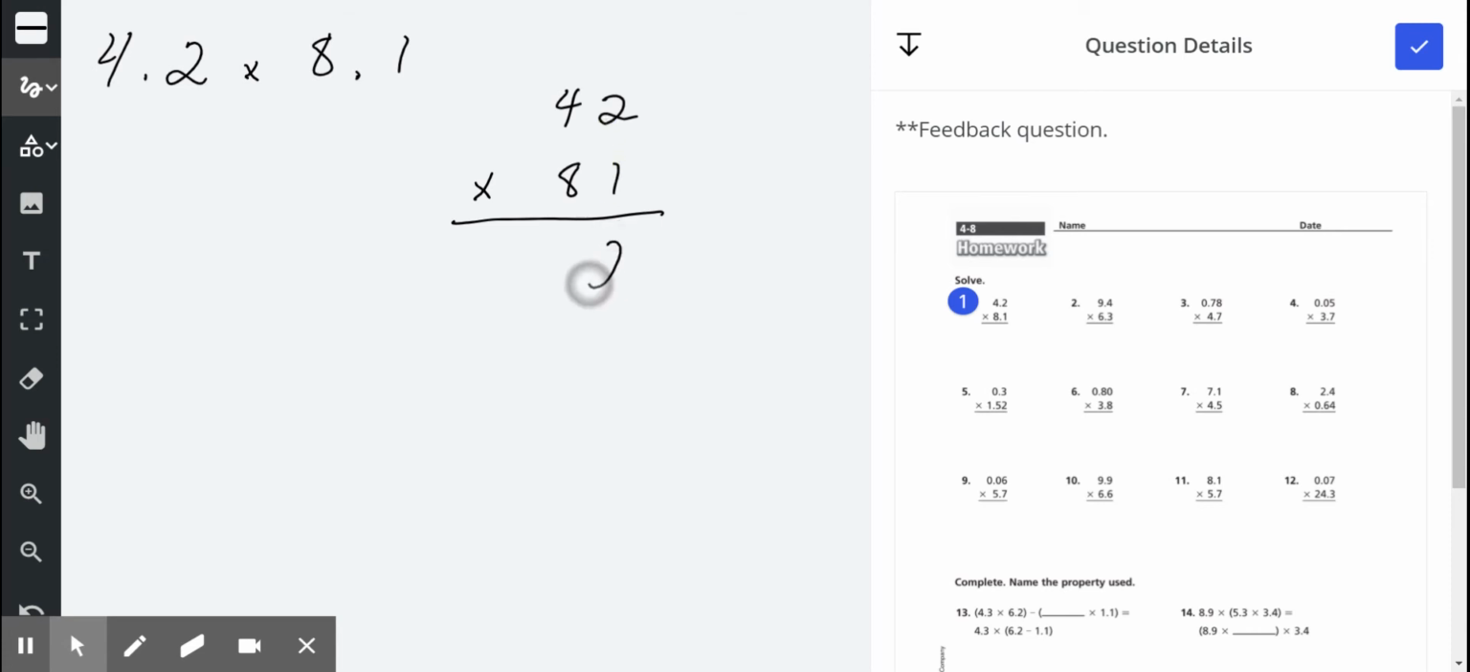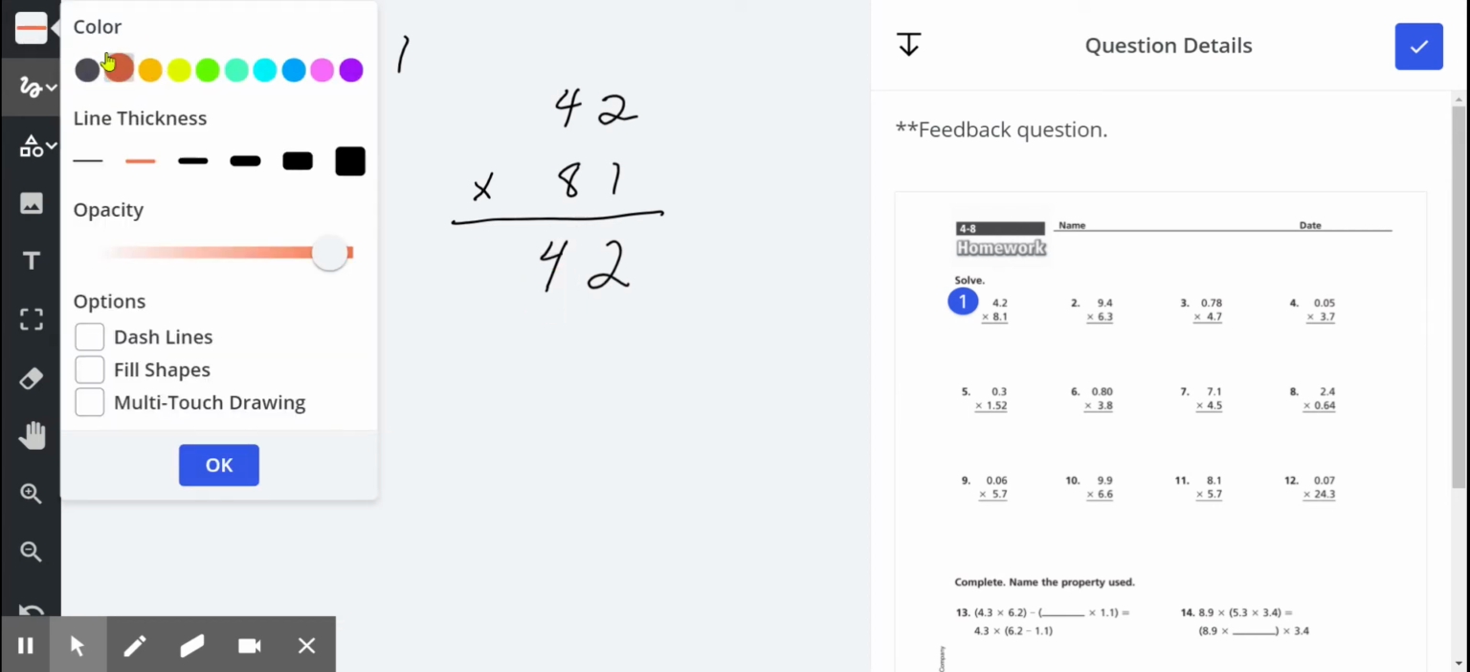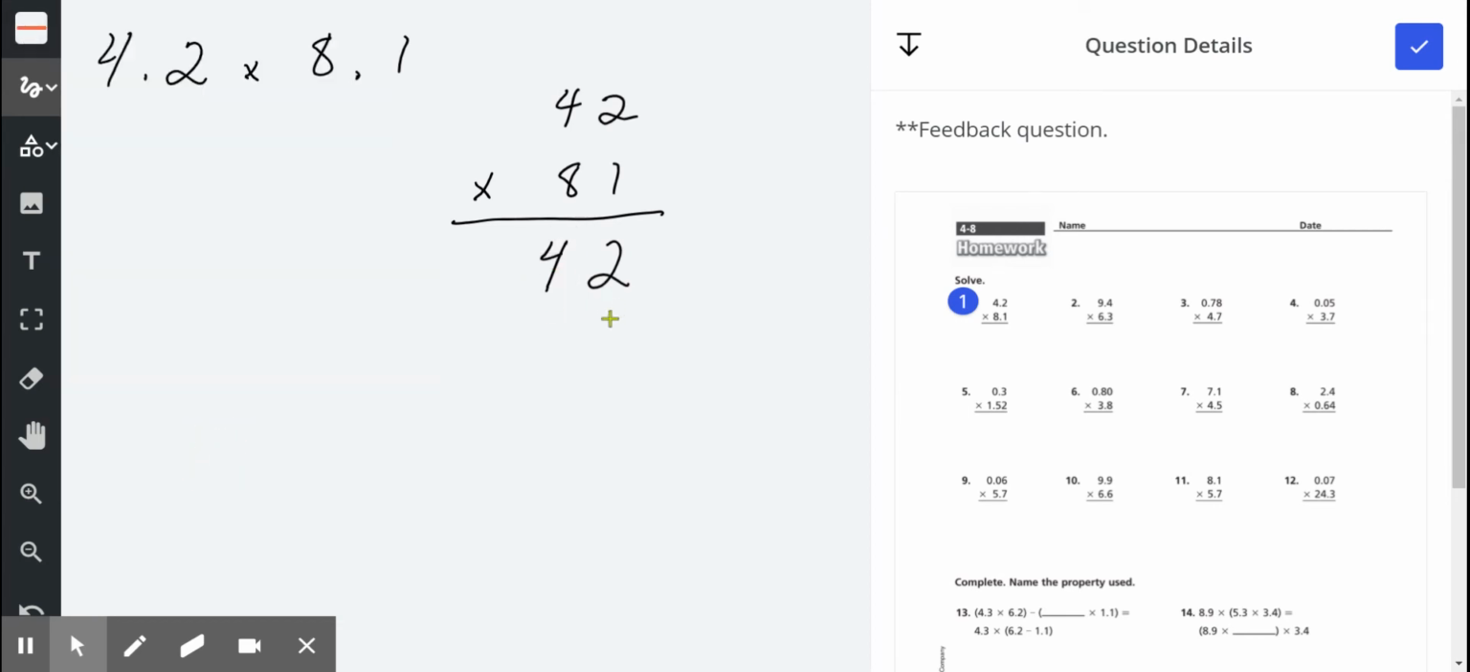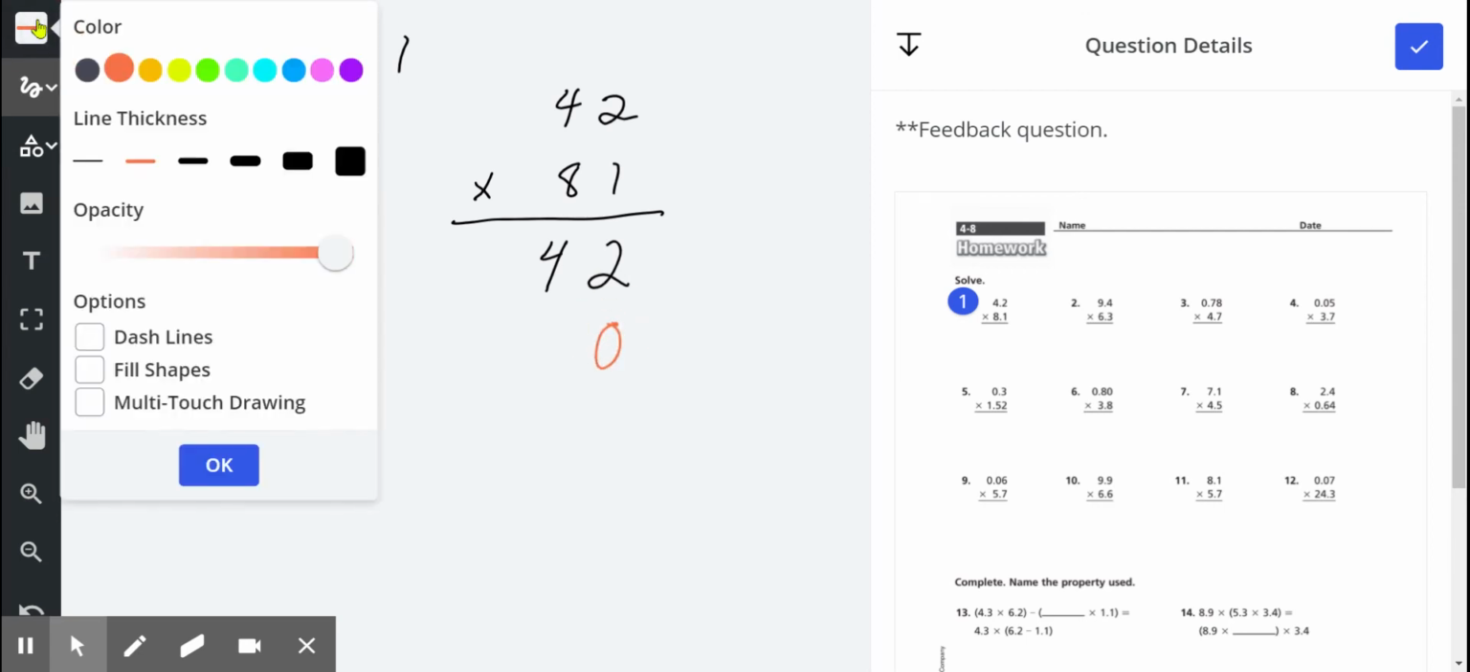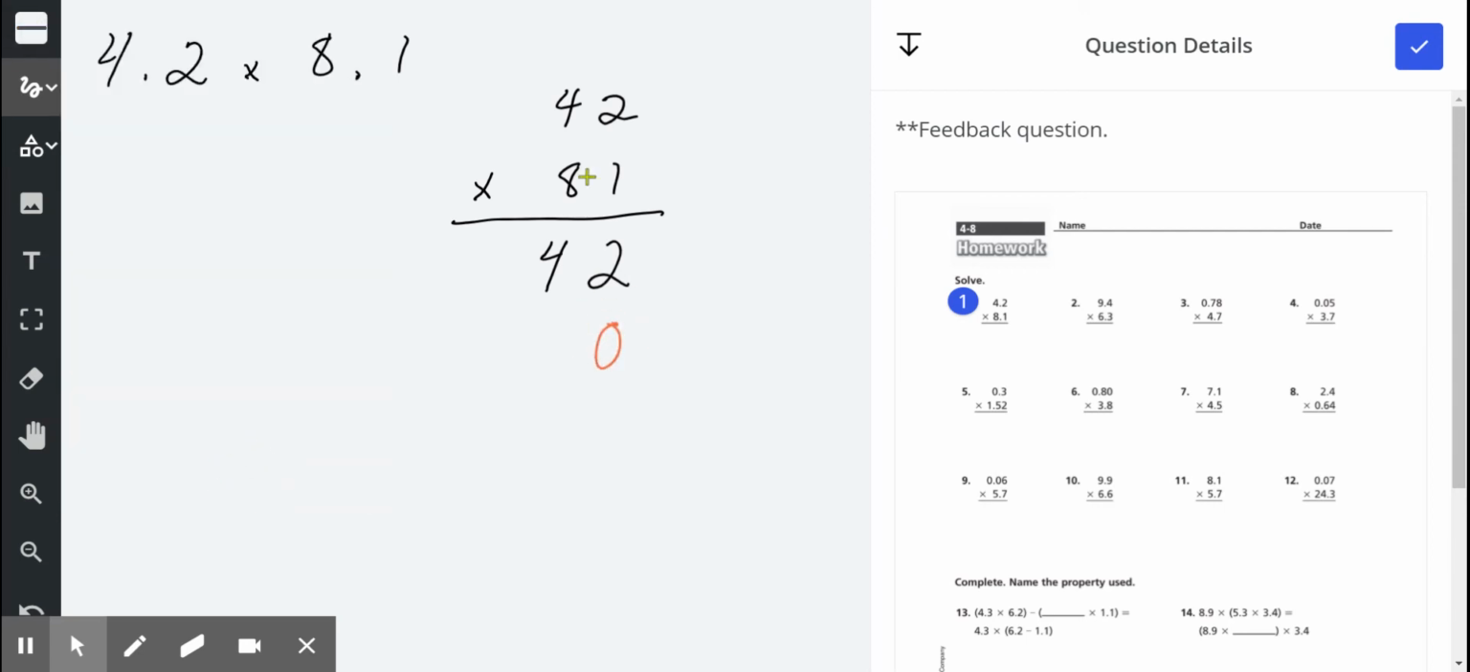1 times 2 is 2. 1 times 4 is 4. I like multiplying by 1, no carrying. Don't forget your placeholder there every time you go down a line. And then you do 8 times 2 and 8 times 4.